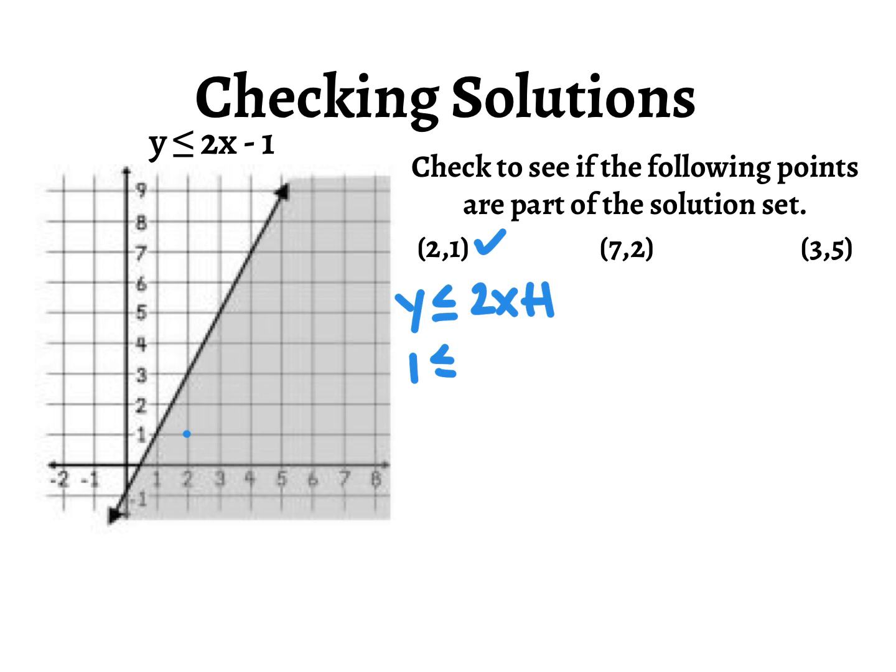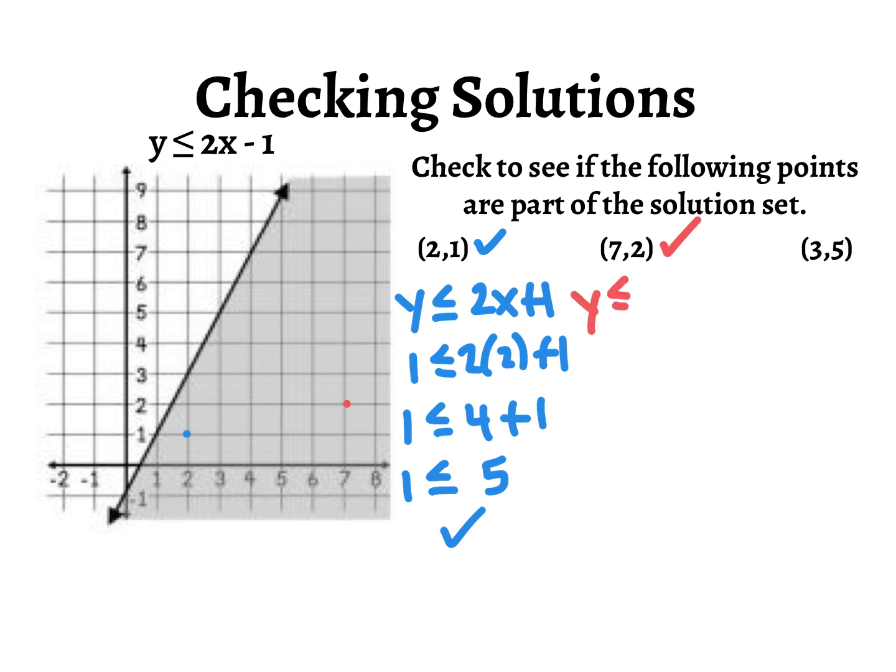Now, since I have 2x, this is the same thing as saying 2 times x plus 1, or 2 times 2. So 1 should be less than or equal to 2 times 2 is 4 plus 1. So when we simplify, we have 1 is less than or equal to 5. Another way to check that works. Let's try 7, 2. 7, 2 should land right here. That should also work. Let's try it out.